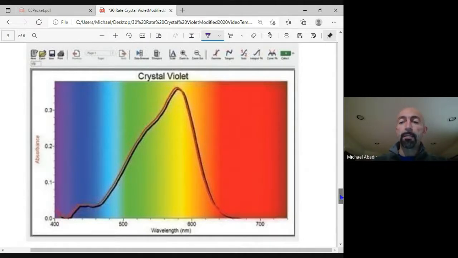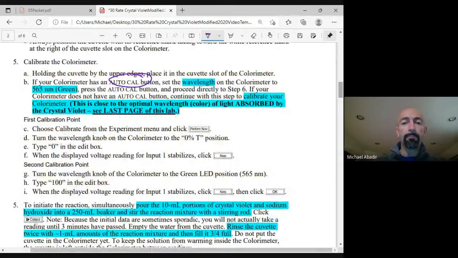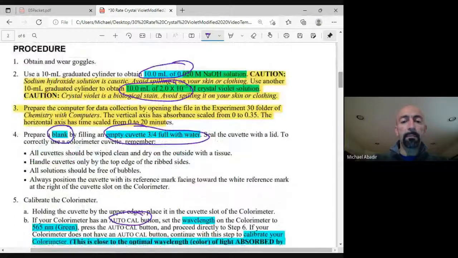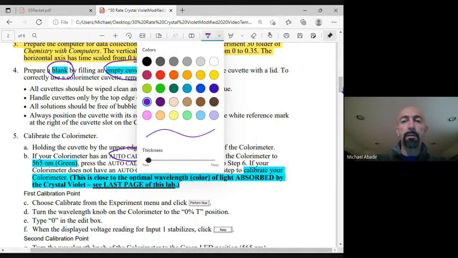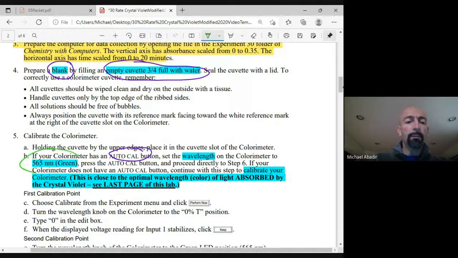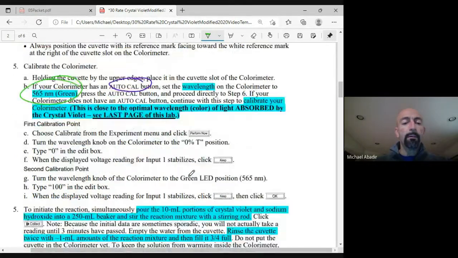And that's why you're going to set your colorimeter to that wavelength, right? So that's going to be right about here, 565. It only has certain preset ones. So 565 is going to be the closest one to the wavelength you want. So you're going to have to turn the dial to that, okay? You're going to hit auto cal. It'll automatically calibrate with the blank, and then you're good to go, okay?